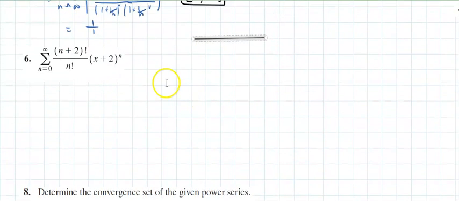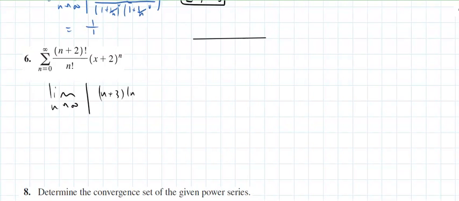If I look at this problem, I take the limit as n approaches infinity of (n plus 3) factorial, which is n plus 3 times n plus 2, divided by (n plus 1) factorial times n factorial. The x, again, we leave that alone. We just bring it in at the end when it's needed. Instead of dividing, you multiply by the reciprocal.